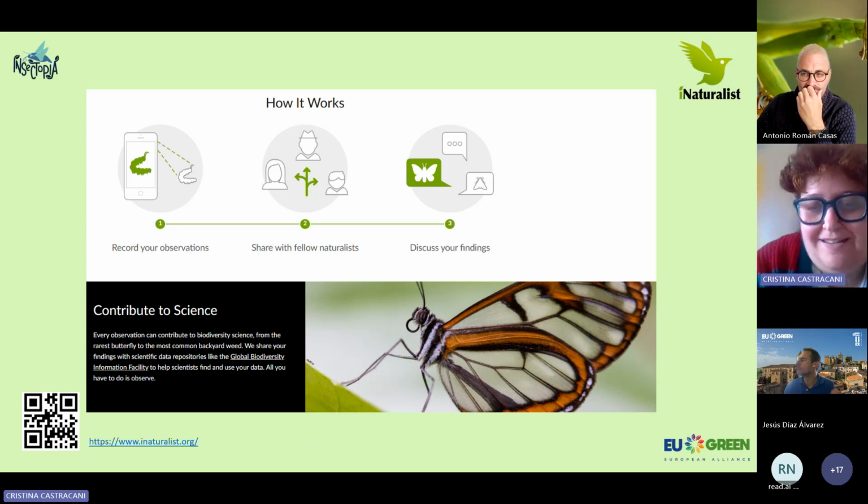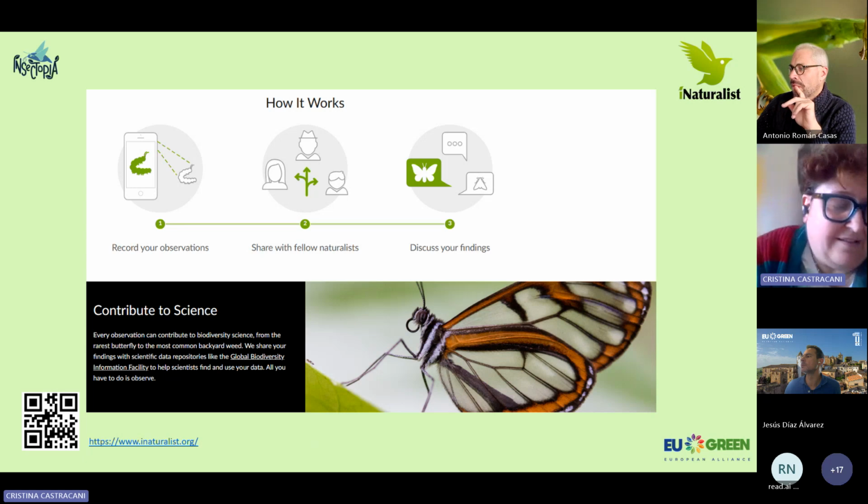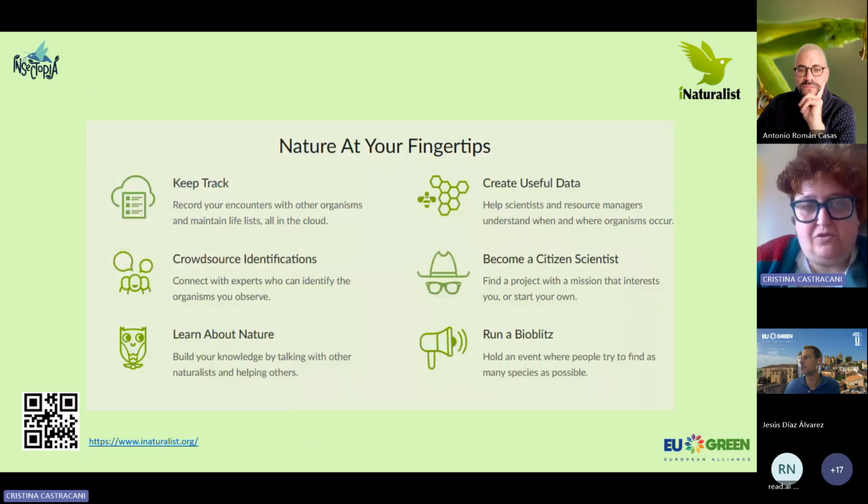You are sharing your pictures with the whole community inside iNaturalist, and the community can help you identify the species that you are looking at. You can also start several discussions, because there is a very important social part in iNaturalist. Using iNaturalist, you can keep track, record your encounters with other organisms, and maintain a life list, all in the cloud.